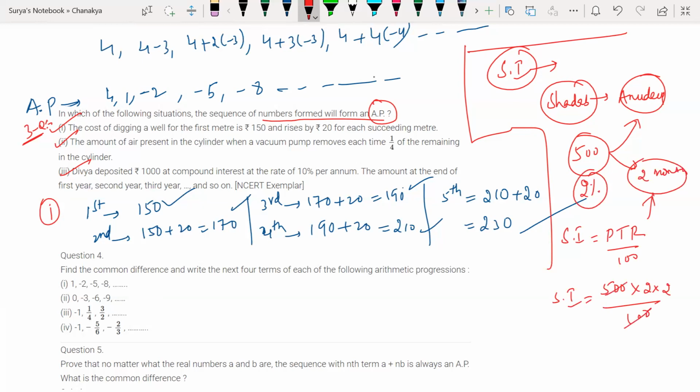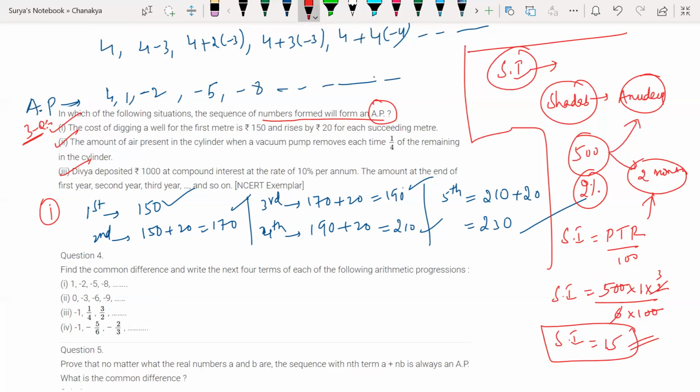Sir, isn't time supposed to be in years? So if you calculate in years, it is 1 by 6. So 500 into T, where T in years is 1 by 6, into R, which is 2, divided by 100. So this one will get the answer 1. So simple interest is what? 5 threes are 15. So an extra 15 rupees he has to pay. Shadab has to pay 15 rupees extra to Anujit.